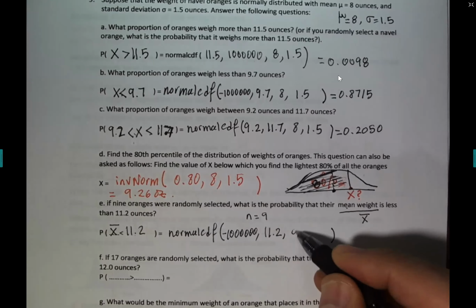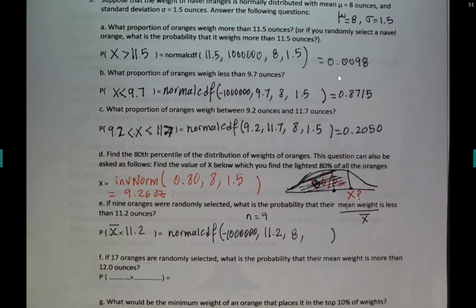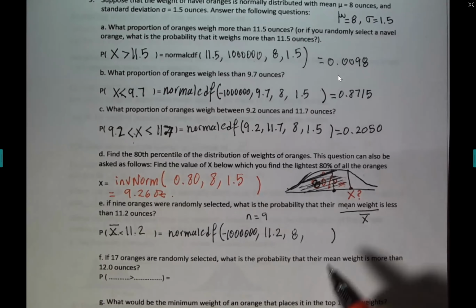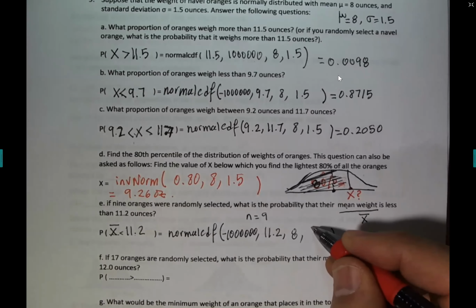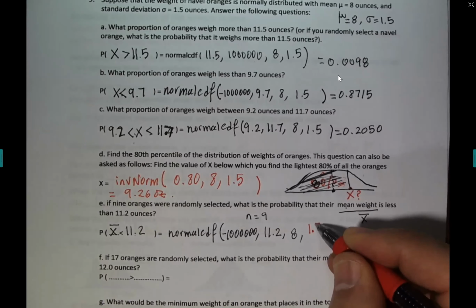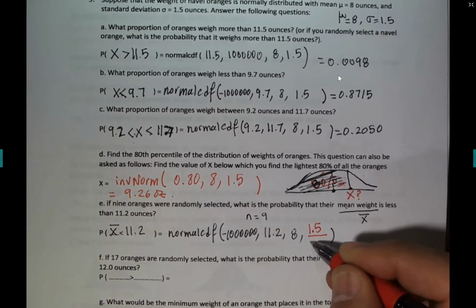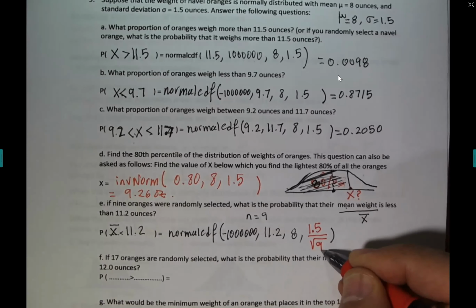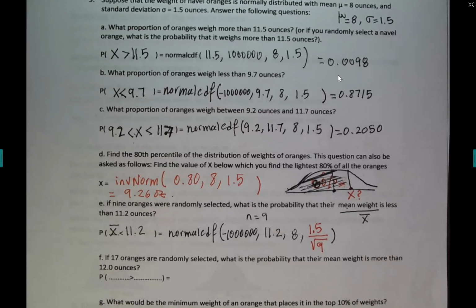Mean is 8. And I'm going to use red for standard deviation. We're not working with the original population. We're working with the sample means population. So it's going to be not 1.5, guys. It's going to be 1.5 divided by square root of 9. That's the big difference between working with samples and working with individual oranges. So that would be the difference here.